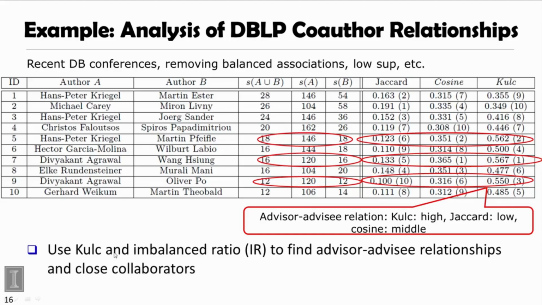So using Kulczynski and imbalance ratio, we can easily find advisor-advisee relationships and close collaborators. In one research paper on finding advisees, we are really using those measures to find them with reasonably high accuracy.